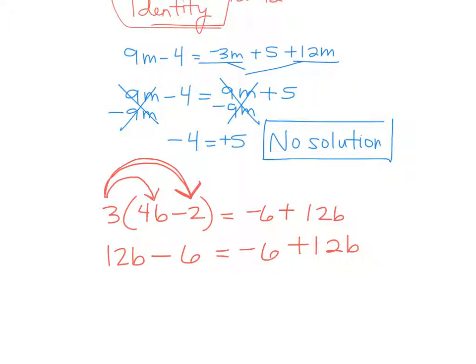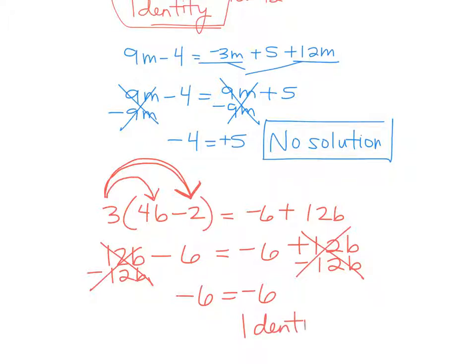You could tell me right now, but if you don't see it right now, you could keep solving. It's identity. Here's the deal. It's a positive 12b with a positive 12b, and a -6 with a -6, right? But if you're not seeing it yet, that's okay, because you could just finish solving. So take away a 12b from both sides. This is gone. This is gone, and we get -6 equals -6. And when they're identical to each other, it is identity.